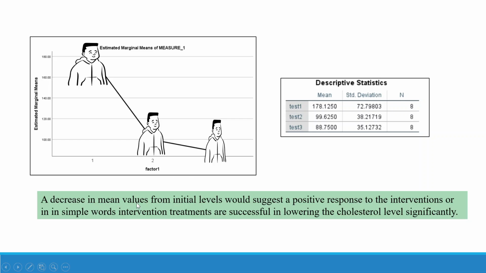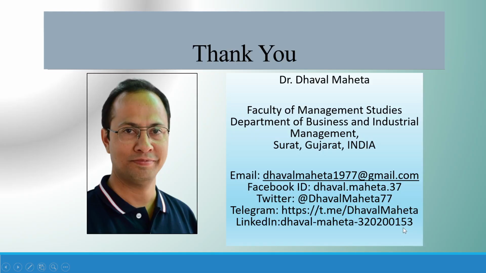A decrease in mean value from initial levels would suggest a positive response to the interventions, or in simple words, the intervention treatments are successful in lowering the cholesterol level significantly. So this was all about one-way repeated measures ANOVA in SPSS.